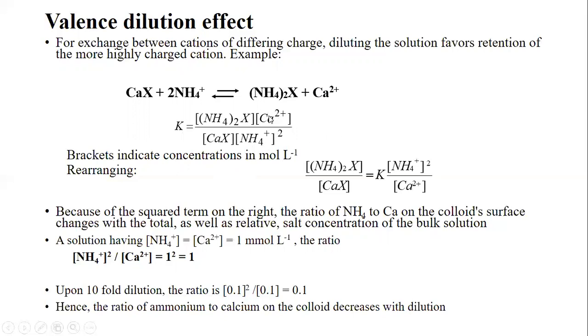Okay, so concentration of calcium times the concentration of the ammonium on the colloid, over CaX, and this is an ion, so you raise it to the 2, NH4 plus to the power 2 because of the stoichiometry. Brackets indicate concentrations in mole per liter.